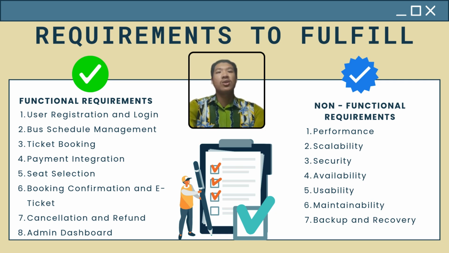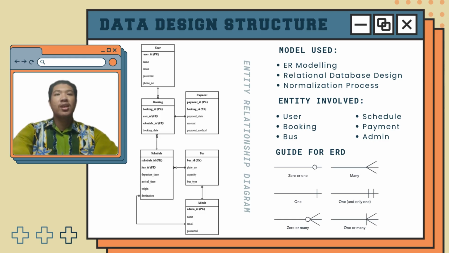There are also non-functional requirements, which are that the system should be fast, scalable, secure, available 24/7, user-friendly, maintainable, and the most important part is to support daily backups for recovery. For the database design, we use entity relationship modeling and relational design. Each entity becomes a table connected by primary and foreign keys. Lastly, we apply normalization to reduce data duplication and ensure clean and efficient storage.